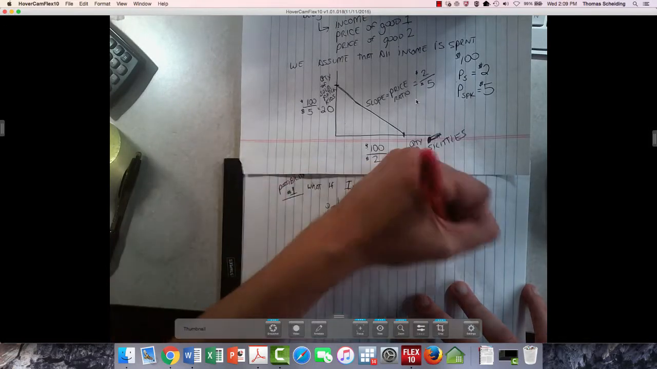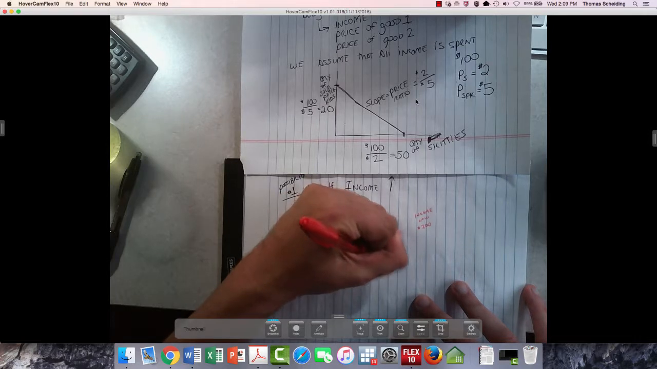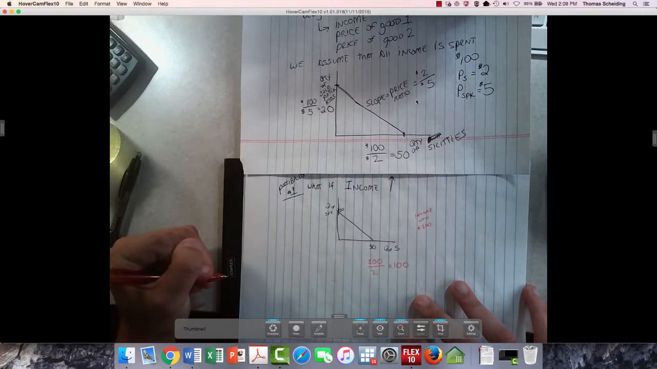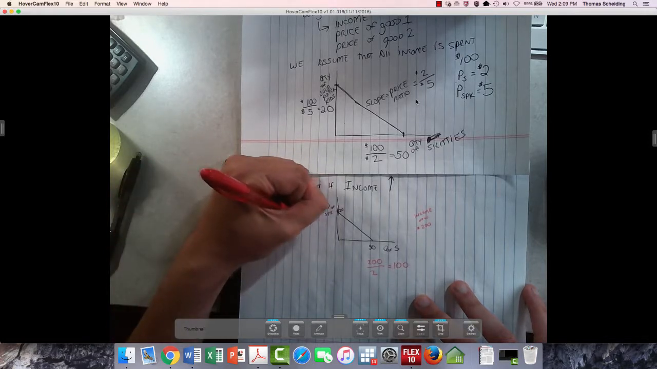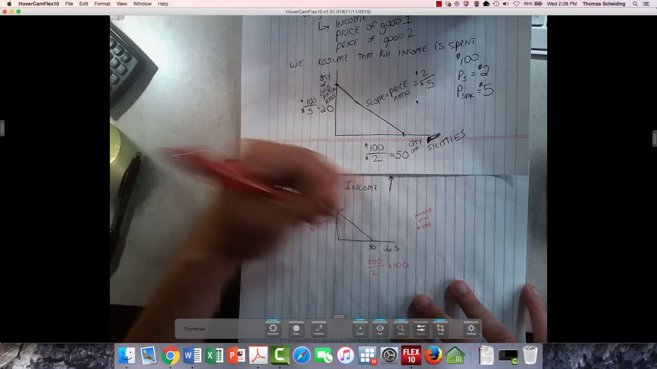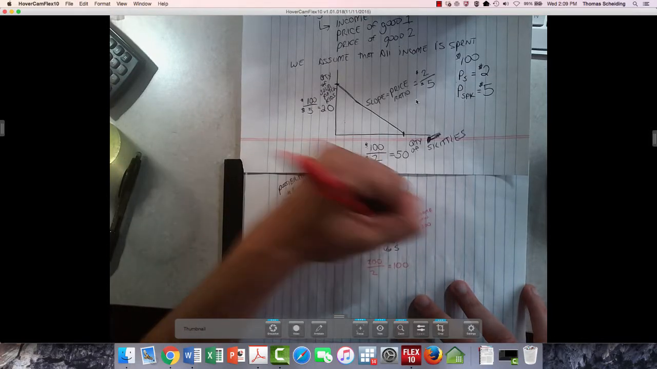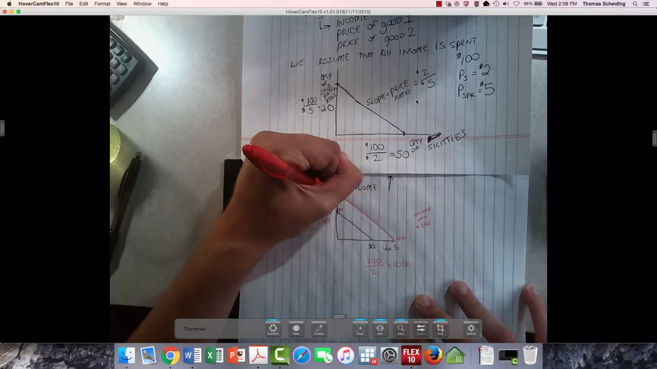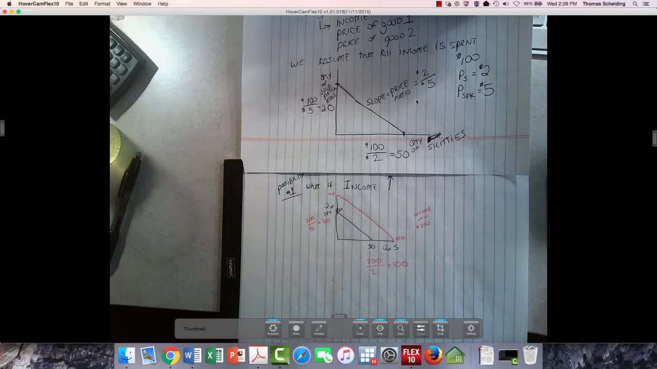Then this will now be 200 divided by 2, which is going to equal 100. And this over here is going to be 200 divided by 5, which is going to equal 40. So I would have 100, and I would have 40. And what we see is that if my income goes up, my budget constraint shifts out compared to what it used to be.